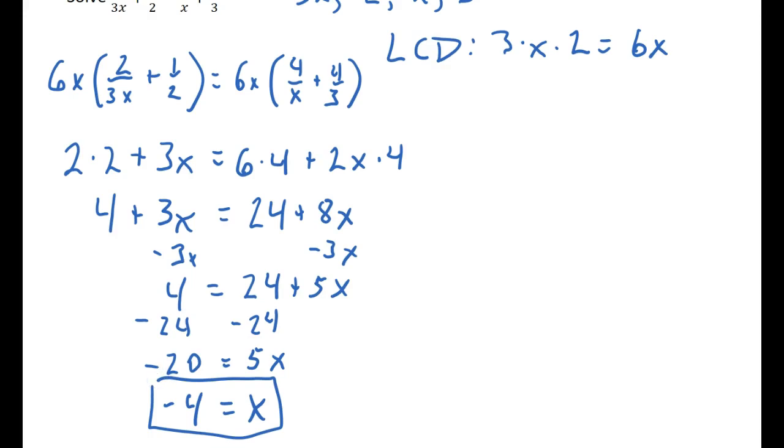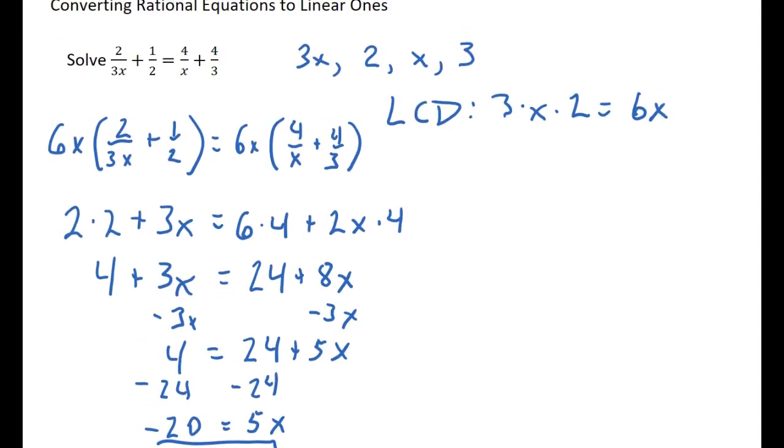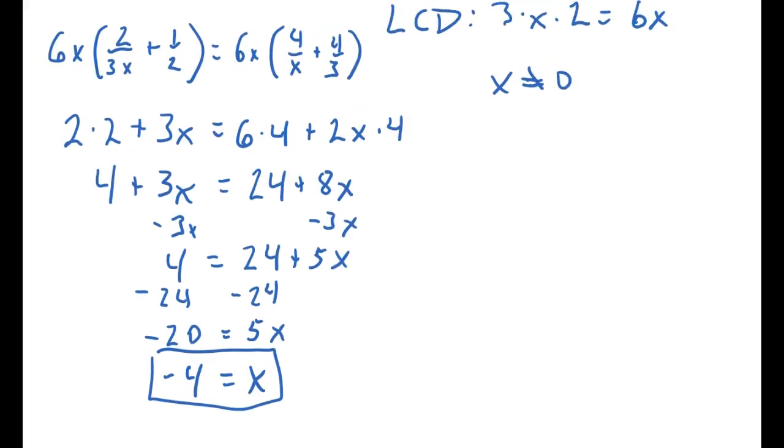Now I need to make sure that that answer will work, because up here I can never let the denominator of a fraction be 0, and so up here x cannot be 0. But it's okay if x is negative 4, because that will not make any of our denominators 0. So our answer is okay. We can use negative 4. Okay, how about this one?